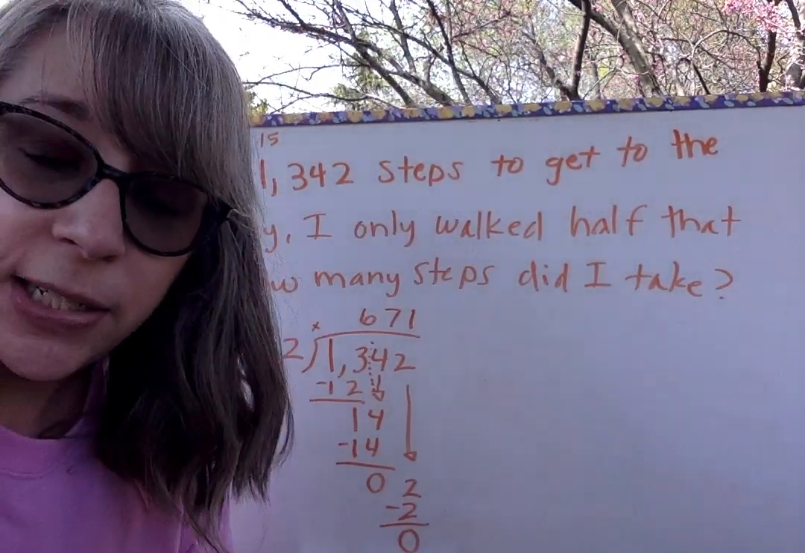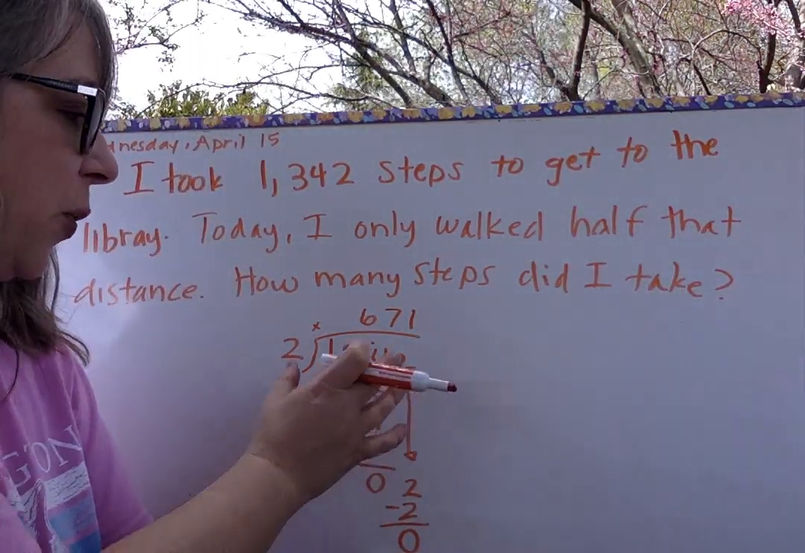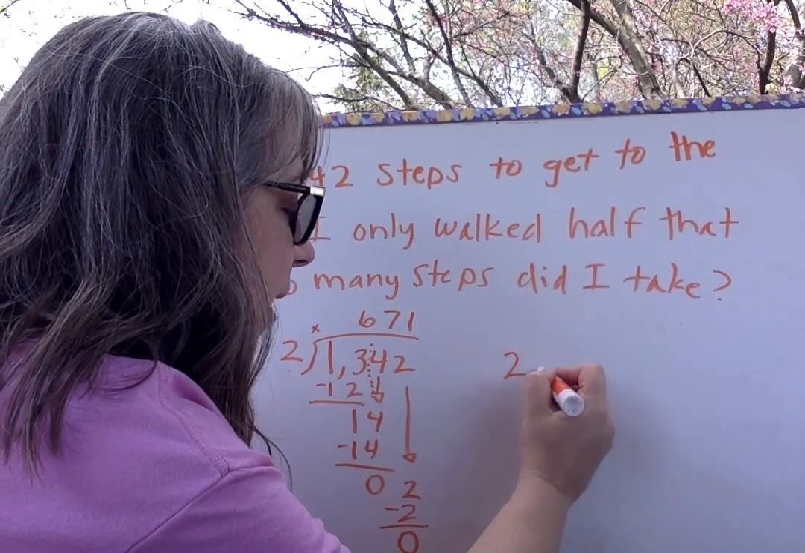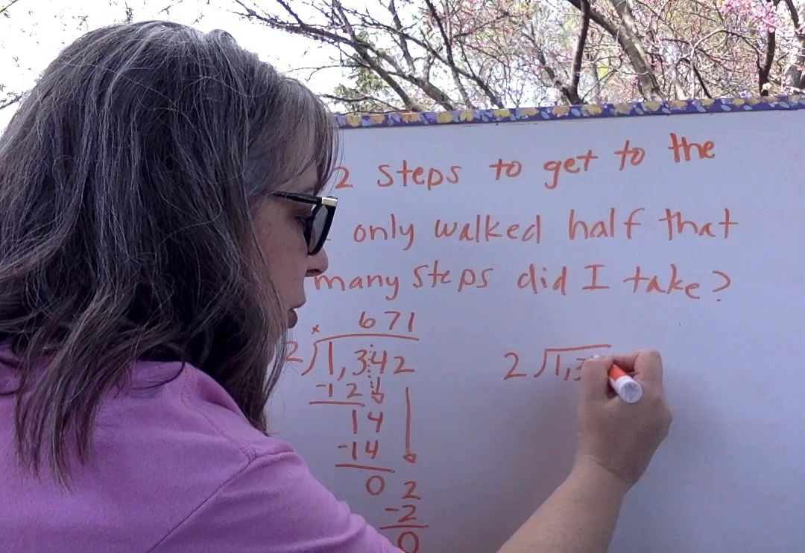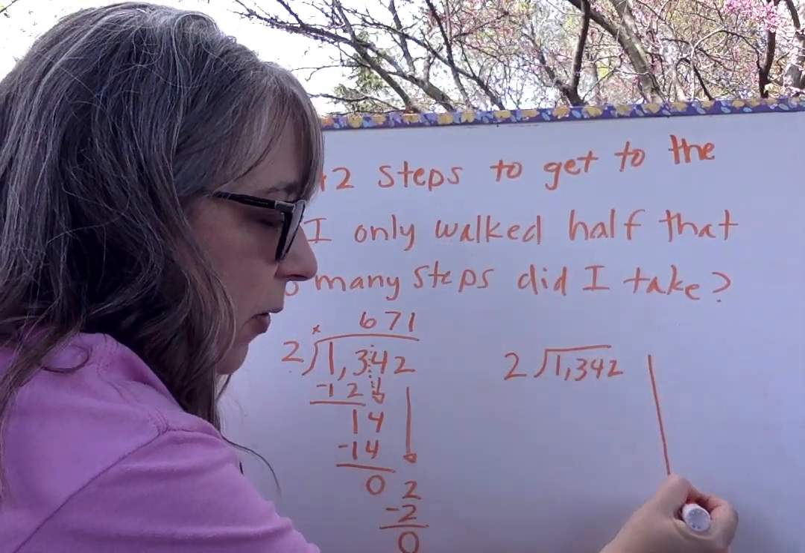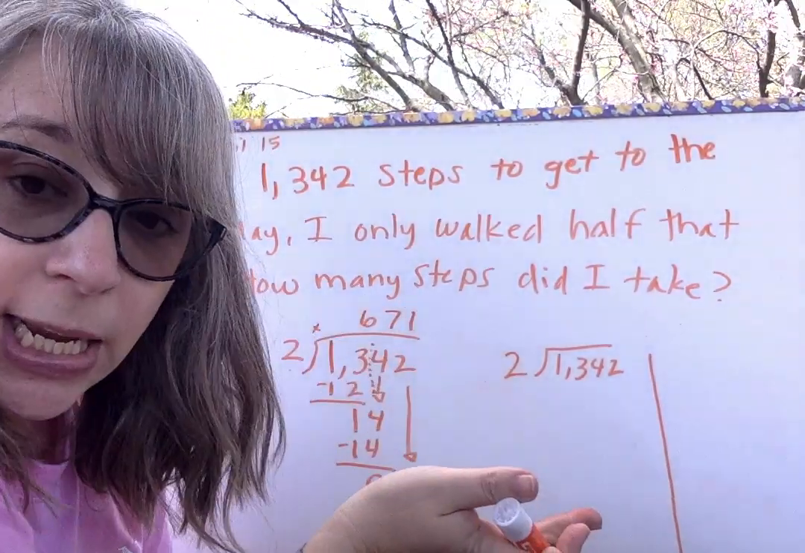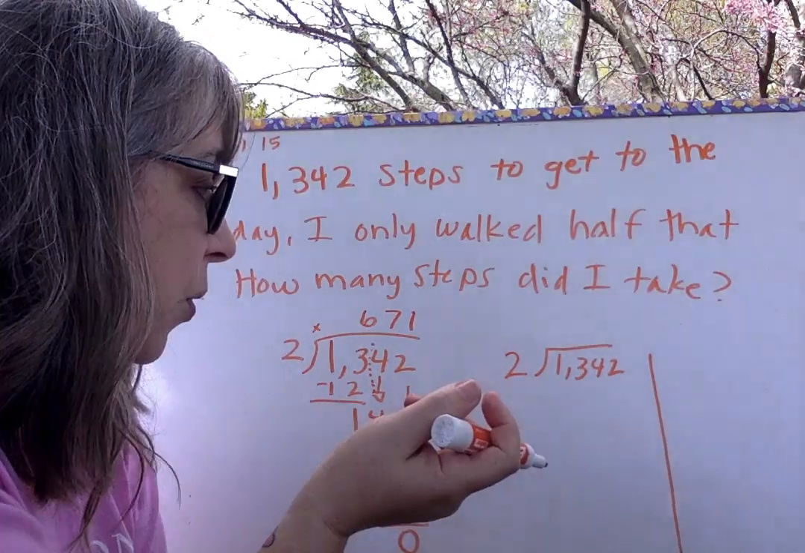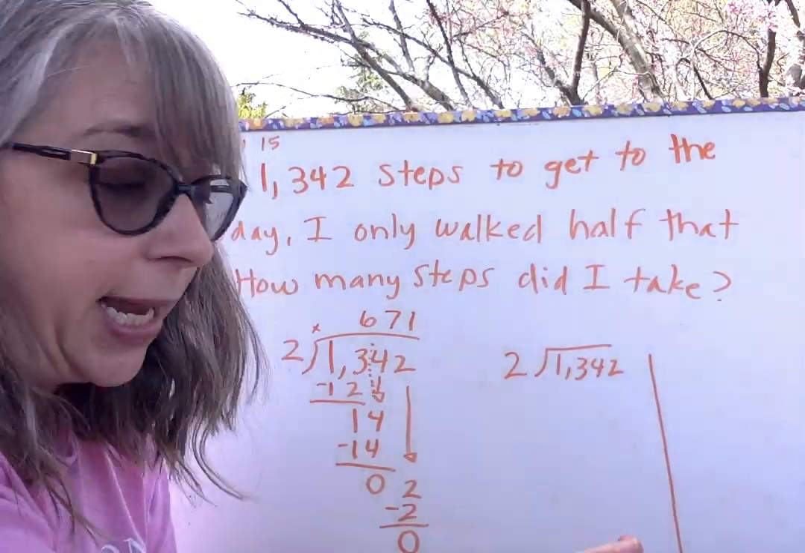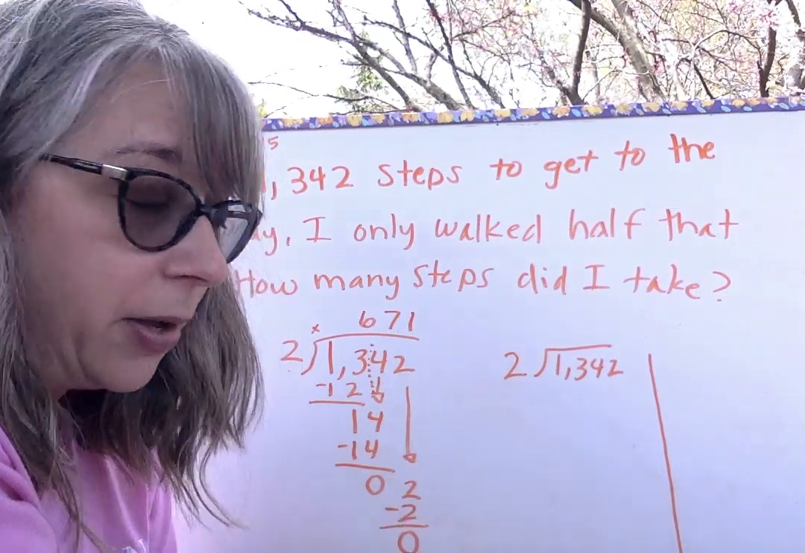But another way that we can divide is using partial quotient division, okay? It's just a different way to look at our problem. So we're going to still say 1,342 divided by 2, but we're going to draw a line over here. And we're going to think in groups of 10 or groups of 100, things that are easy to multiply. If you're multiplying by 2, that's a nice low number, and that's a good number to think about, okay?